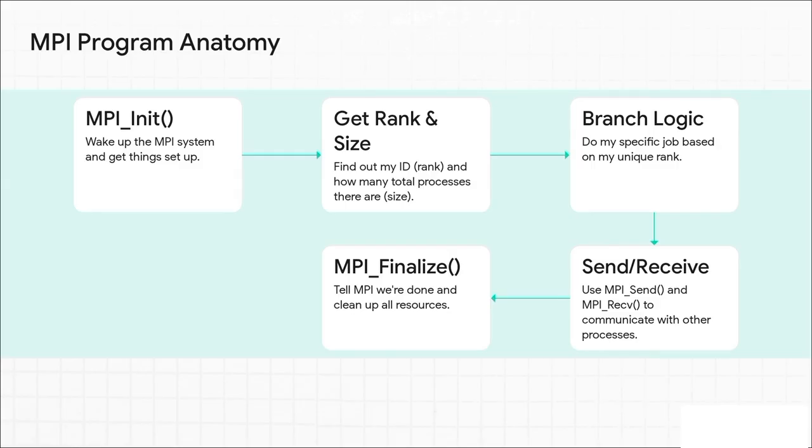First, you have to initialize the whole system. Wake it up with MPI init. Then, each process needs to figure out 2 things. Who am I? That's its unique ID or its rank. And how many of us are there in total? That's the size. Then, based on its rank, it does its specific job. Maybe it sends a message, maybe it receives one. And finally, when everything's done, you shut it all down cleanly with MPI finalize.